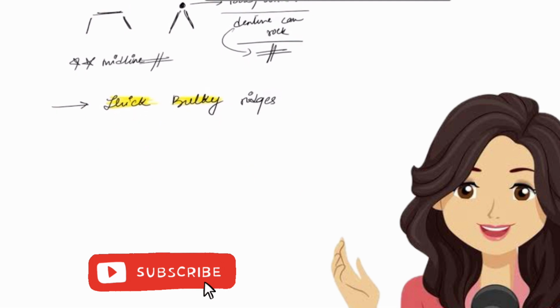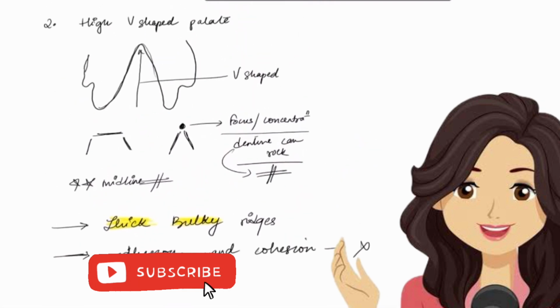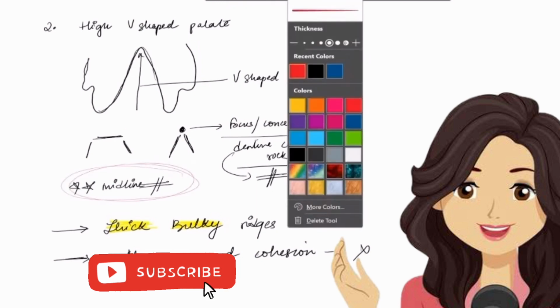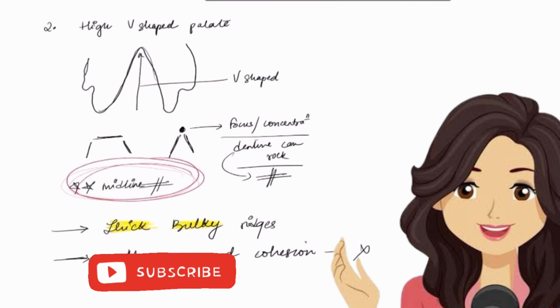The reason for that is the adhesion and cohesion: you don't have sufficient walls for it. You don't have proper walls for that intimate contact to fulfill adhesion and cohesion, and because of which retention will be compromised despite having good bulky ridges. But the clinical point we have to take into consideration is the case of midline fractures that could be there with your V-shaped ridges.